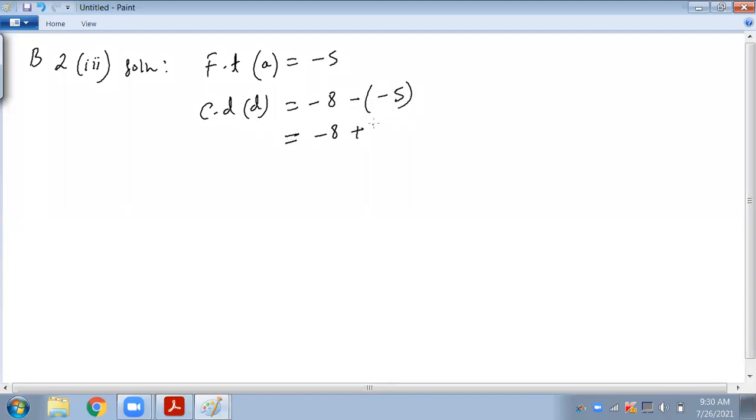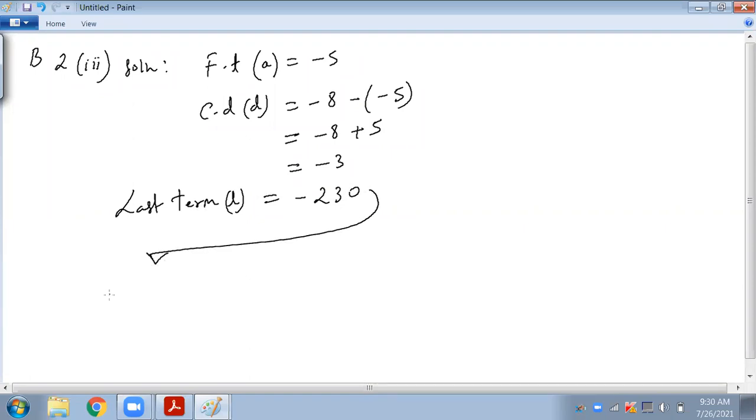Minus 8, minus into minus is plus. So how much will we get? Minus 3. Now we know the last term also, so write the last term. Last term is denoted by l, and l is how much? Minus 230. Now we know the last term. If you know the last term, we can take it as what? An. So an equal to minus 230.